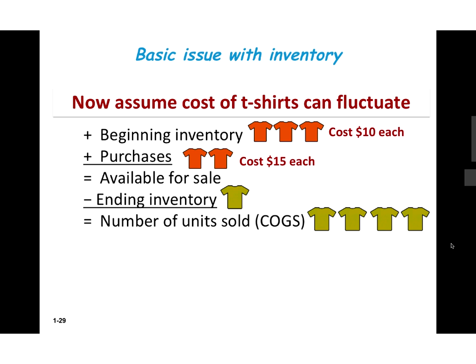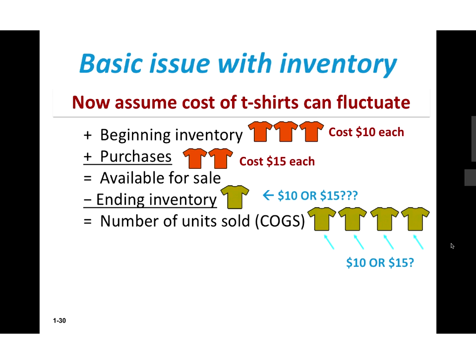So now we've still got the same number of t-shirts, we've still sold the same number, but our beginning inventory, we paid $10 for each of those t-shirts. When we made the purchase this period, they were $15 each. So now things have changed. When we look at our available for sale, we have 3 t-shirts at $10 each, and a purchase of 2 at $15 each. But the ending inventory, do we value that at $10 or at $15? And the cost of goods sold, do we value it at $10 or $15?